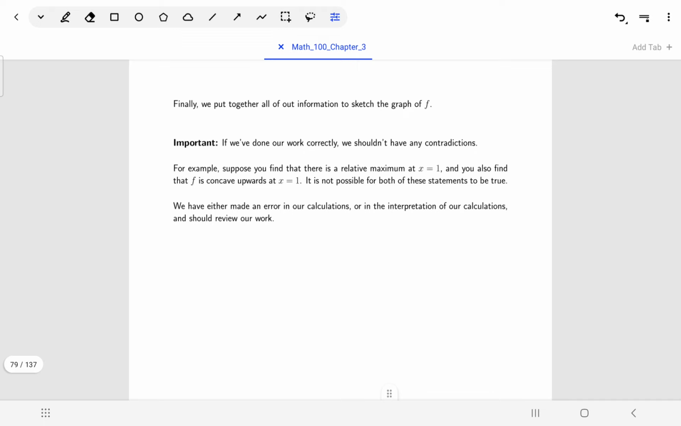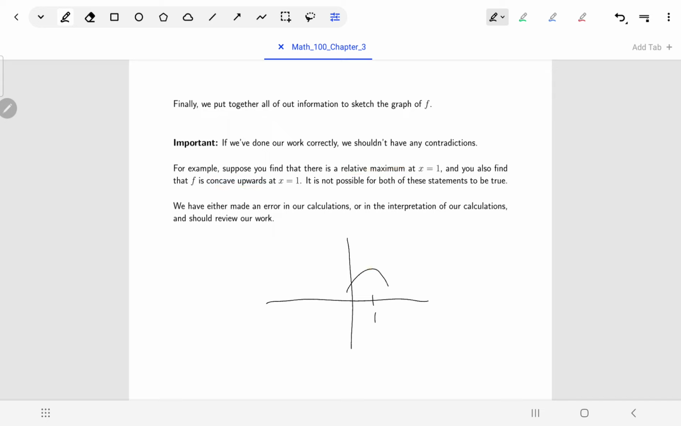The same advice I would have given in pre-calculus I'll give here as well, which is that your clues should not contradict each other. So, for example, suppose you knew that at x equals 1 you had some sort of relative minimum. Then you know for sure you should be concave upwards. If you had a relative maximum, on the other hand, at 1, and you also thought you were concave upwards, you couldn't do both at the same time. Having a maximum would mean you're concave down, and being concave upwards precludes you from having a maximum.